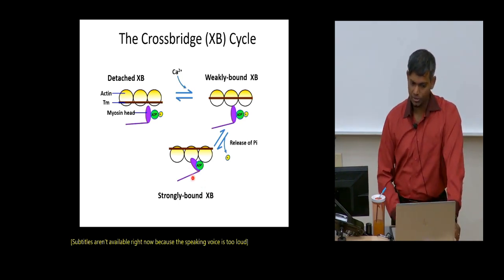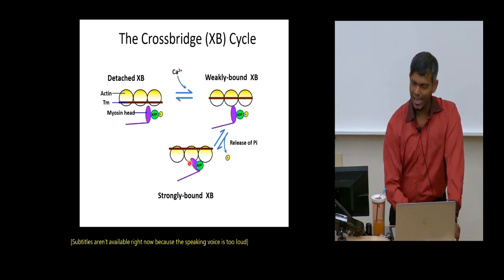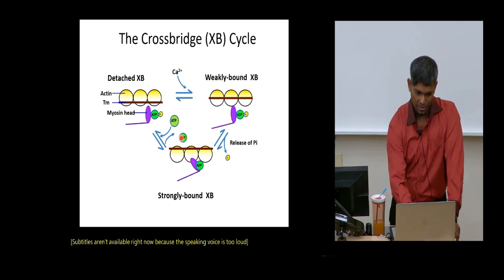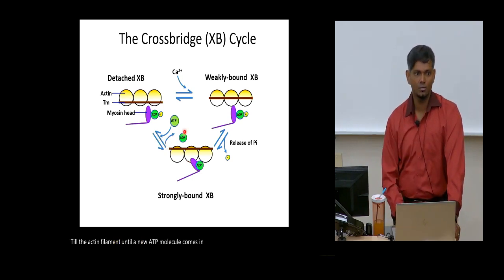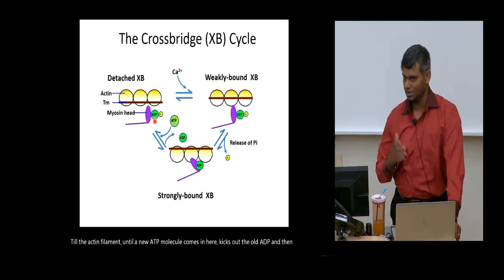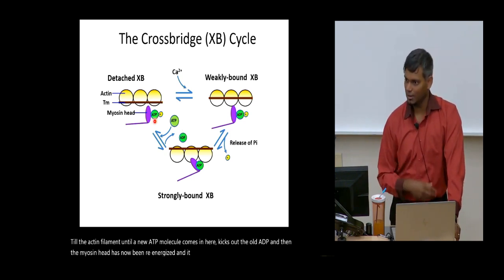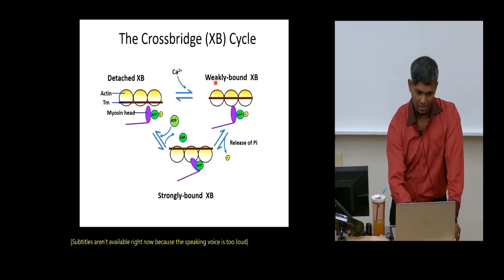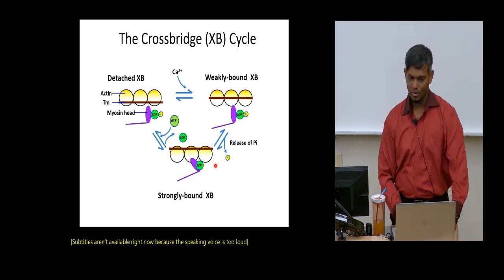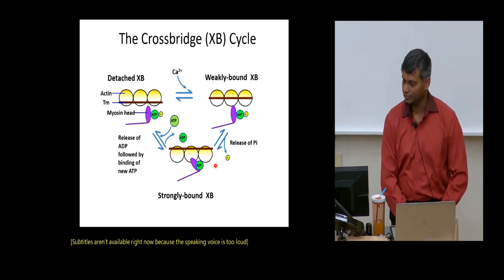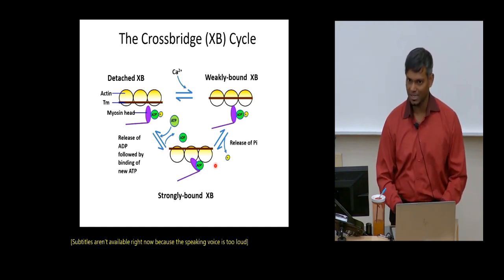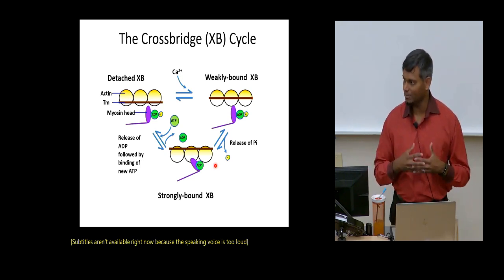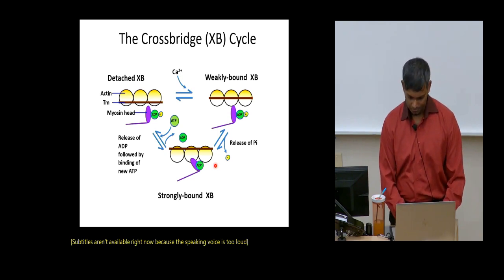And this myosin head is going to remain bound to the actin filament until a new ATP molecule comes in here, kicks out the old ADP, and then the myosin head has now been re-energized, and it can be ready to engage in another cycle of interacting with actin. Right, so we see that these 3 states of the cross bridge will align with the 3 states of the thin filament, right? And this is how the contraction will eventually take place. As these myosins interact with actin, they are going to cause the thin filament to slide over the thick filament, and that leads to contraction of the sarcomere.